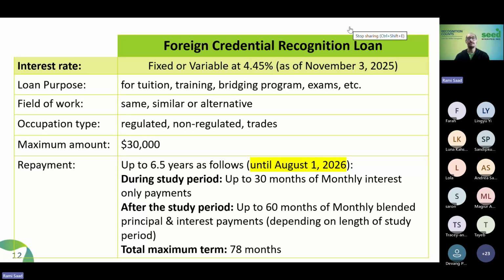Unfortunately, SEED is not an employment organization. We cannot help you with jobs because we do not have an employment sector. We always refer to our partners. Manitoba Start is the best to help you with that.